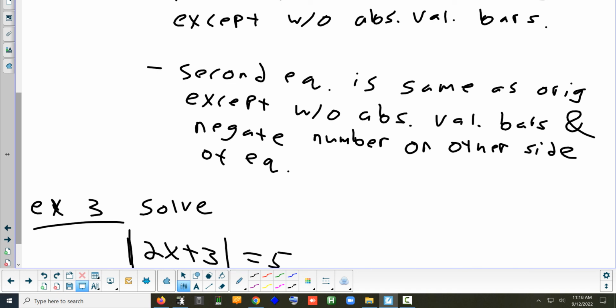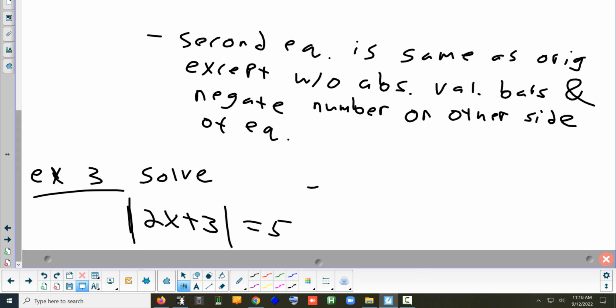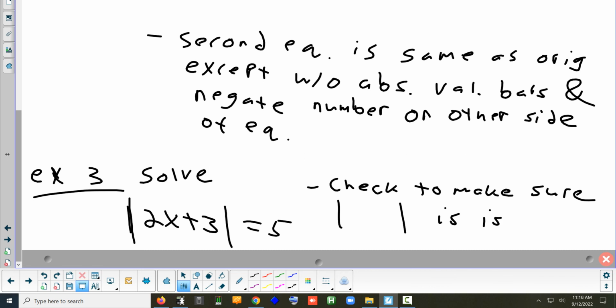Now, I didn't do this in this problem, but before you solve it, you do have to make sure that the absolute value is by itself. And I'll write that in as we solve this problem. So check to make sure the absolute value expression is isolated.